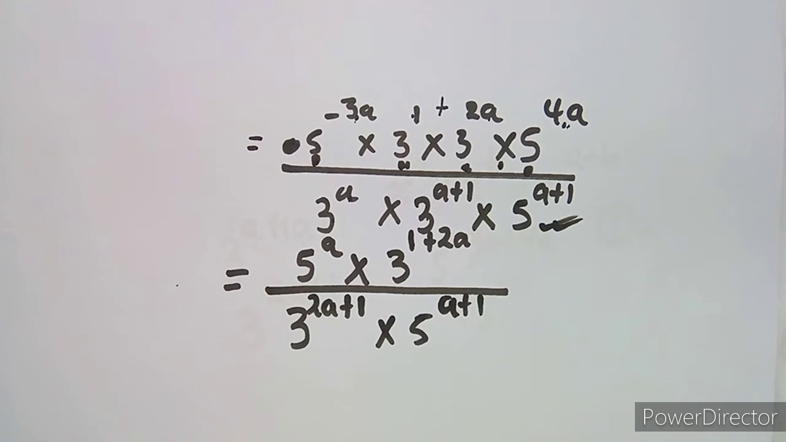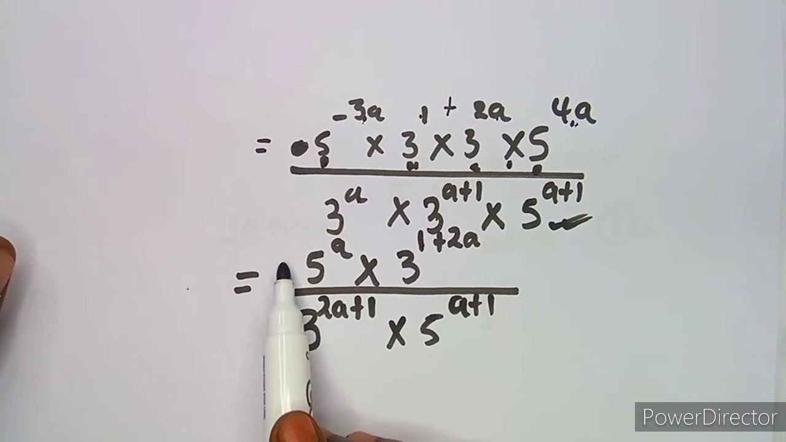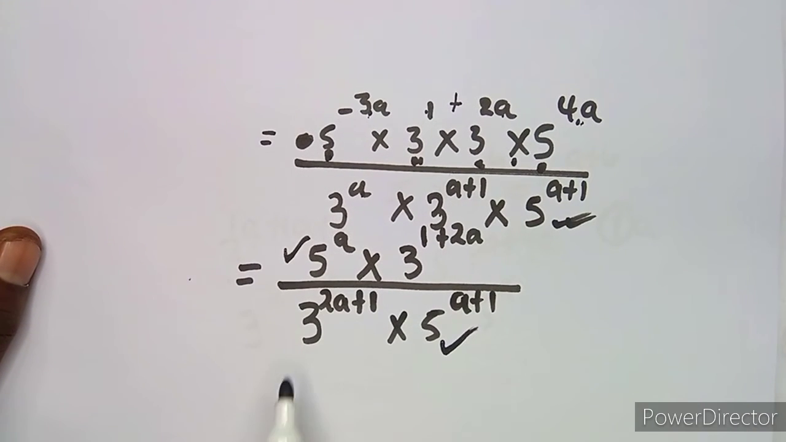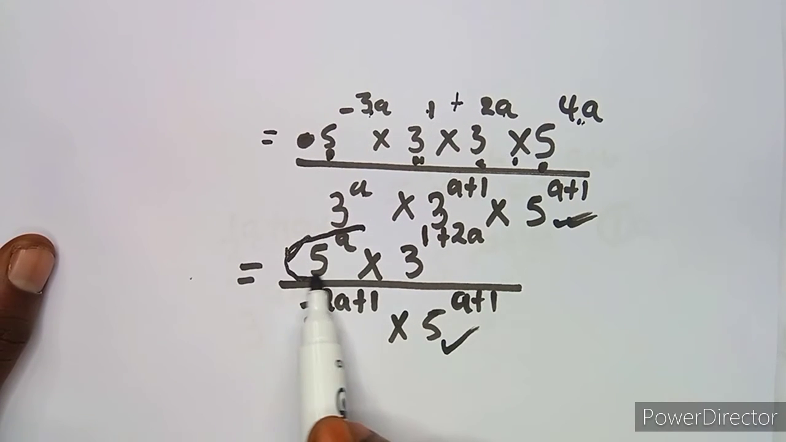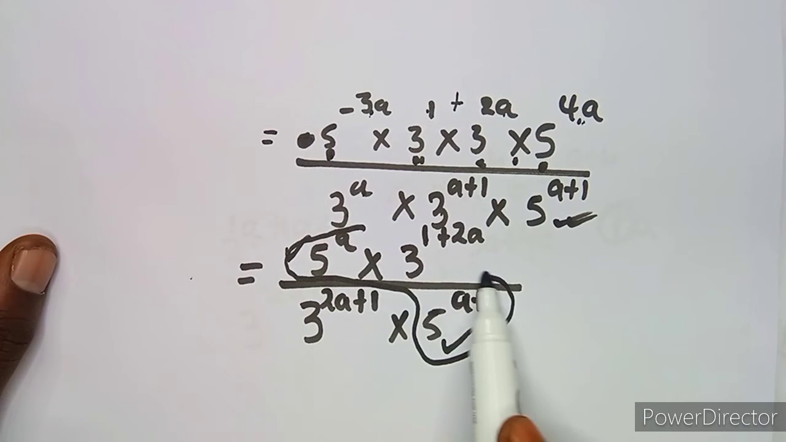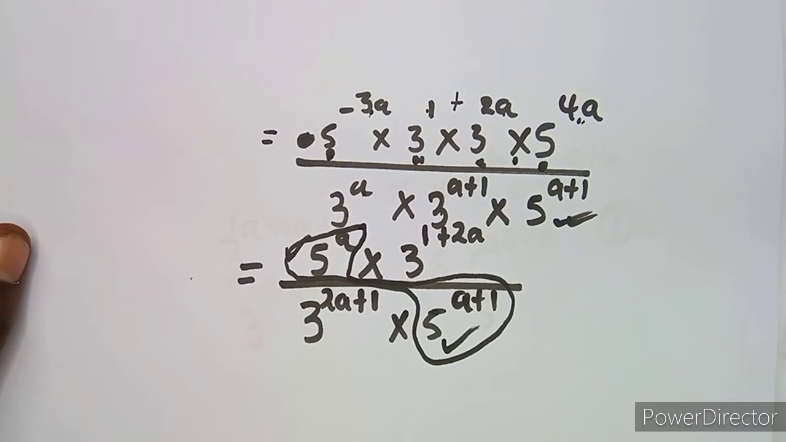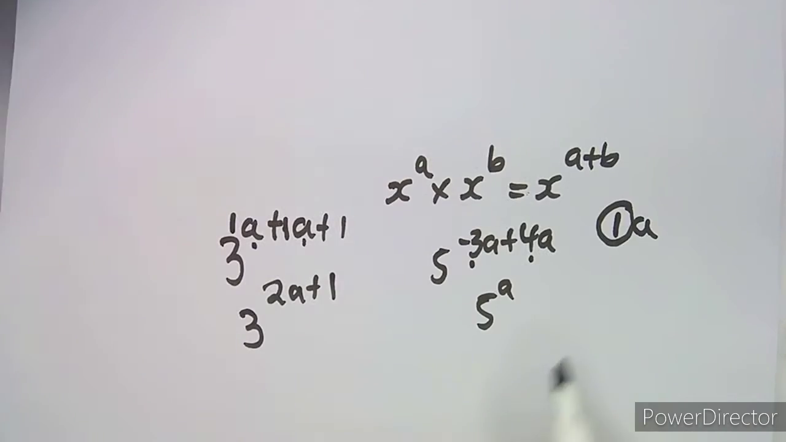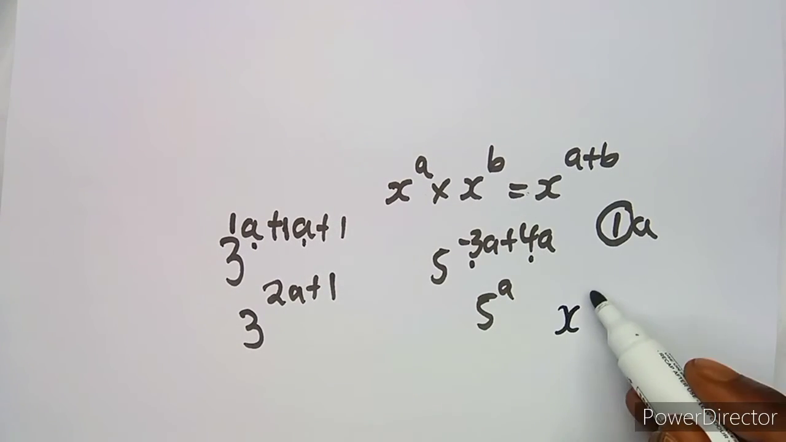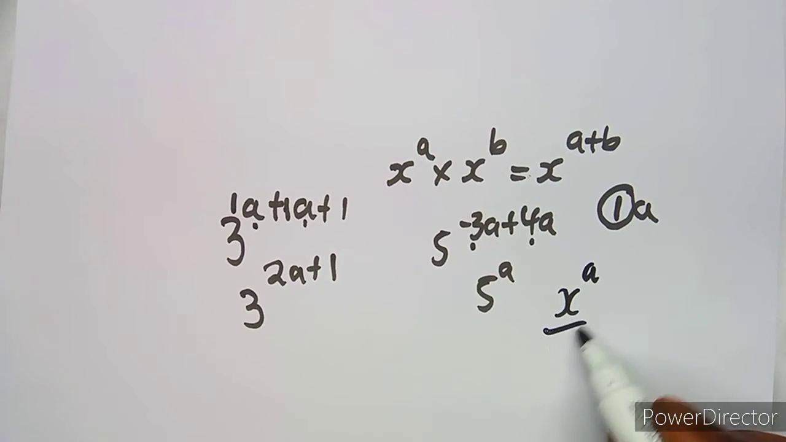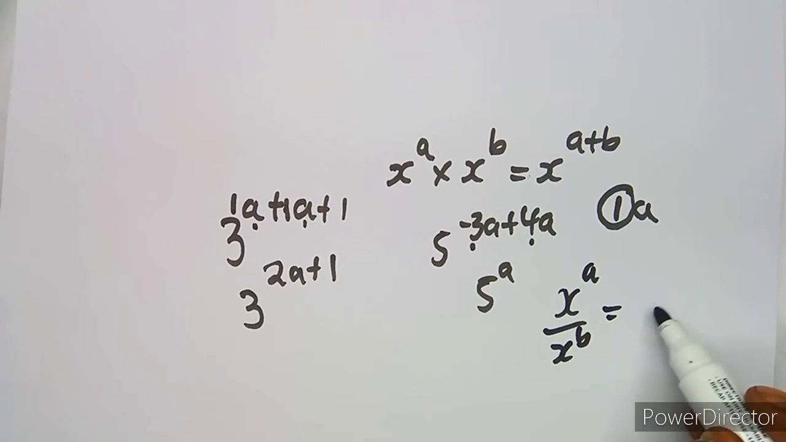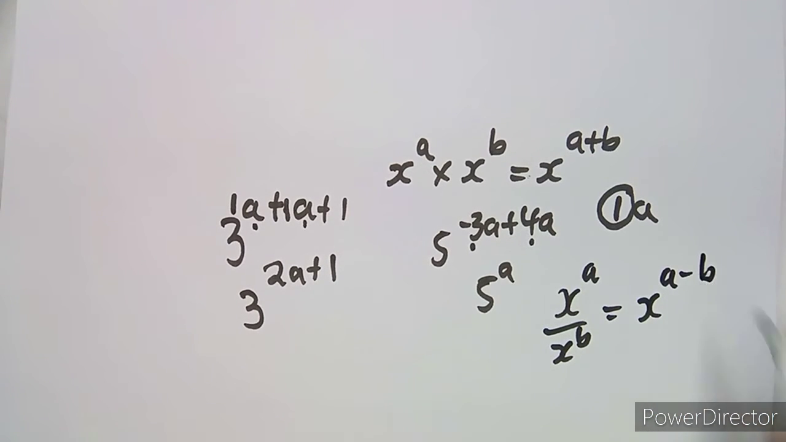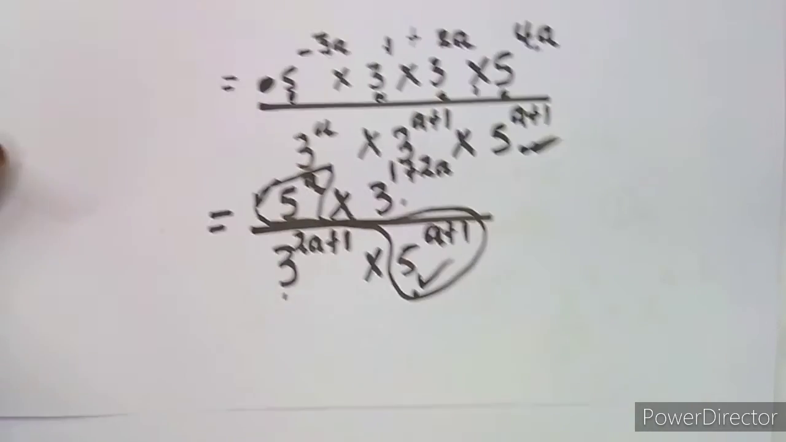All right, so this is where we are now. What am I going to do now? All right, if you are to cross-check, we are left with division. So this 5 is dividing with this 5, like this. These two here, they are dividing each other. All right, and these two, they're dividing each other, 5 versus 5. So which law are we going to use? When you are dividing exponents, you're going to subtract the exponents. So it's a minus b. So this is the idea here.